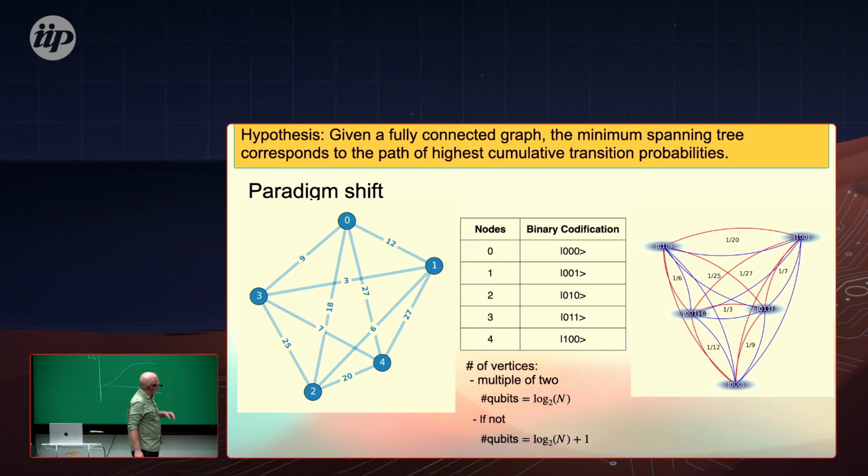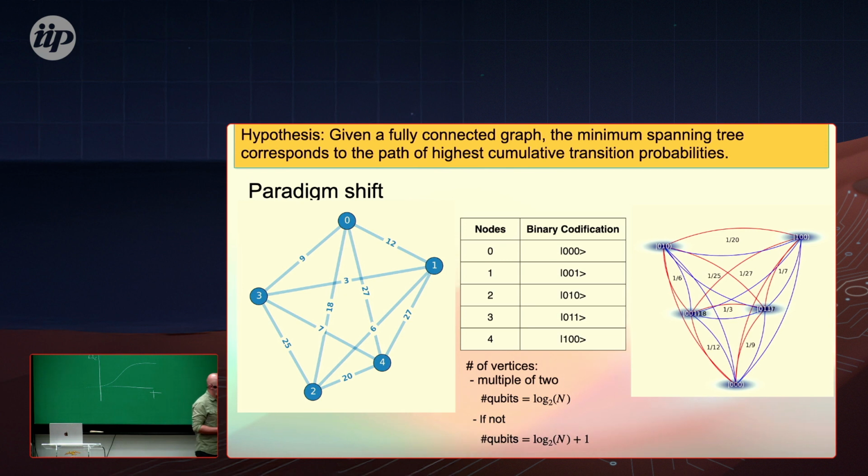But for that, we have to make a shift in paradigm. For that, I will have to assume a simple hypothesis that has been working so far. Quite possibly there are situations where this doesn't go as easily as I'm telling you. But the hypothesis is that given a fully connected graph, the minimum spanning tree corresponds to the path of highest cumulative transition probabilities. This is actually the same hypothesis that you make in Kruskal's algorithm.